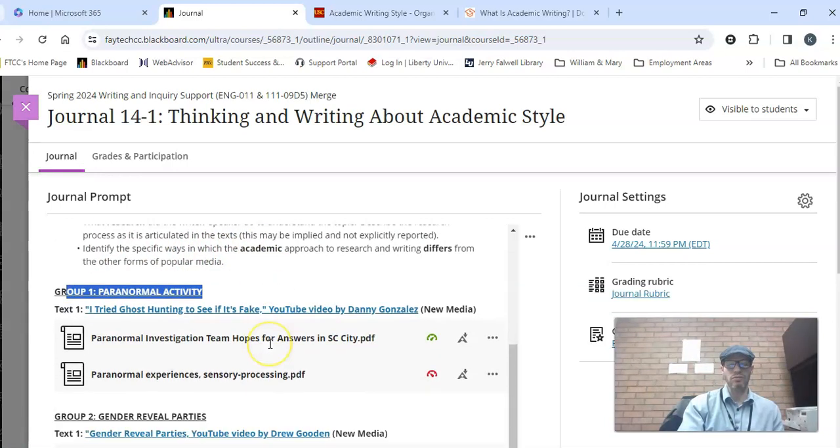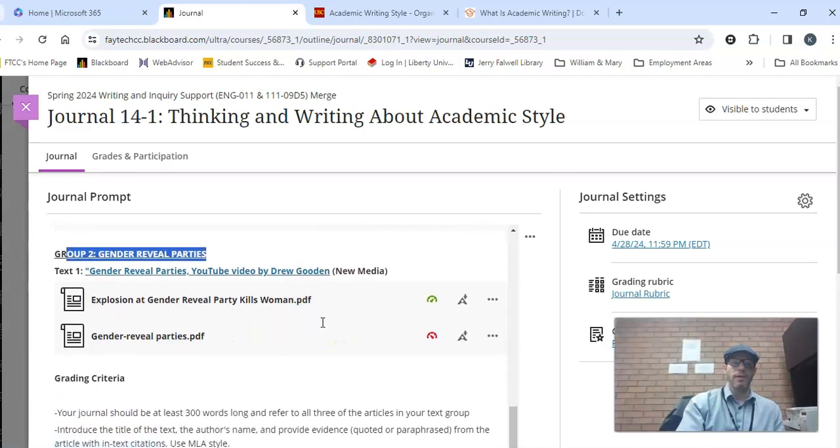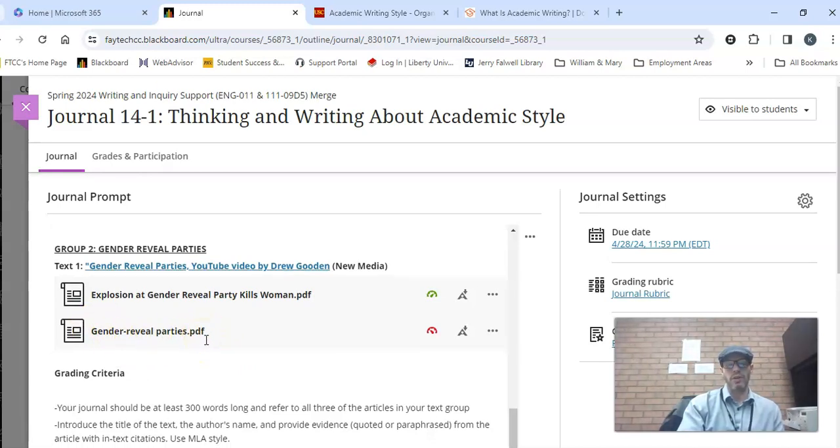Okay, so if you choose group 1, you're dealing with all three of these texts and comparing them for all of these issues. Okay, or you can choose group 2, which is about gender reveal parties. Again, the new media is the YouTube video by Drew Gooden. The traditional media is the explosion at gender reveal party kills woman. At least I think that's the journalistic article one, if I recall right. And then the gender reveal parties PDF is an academic source.